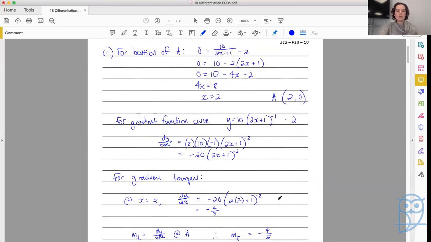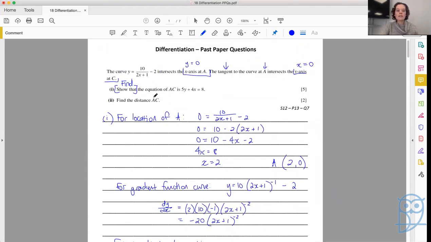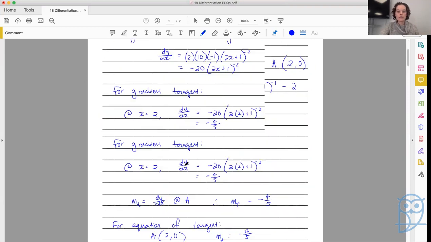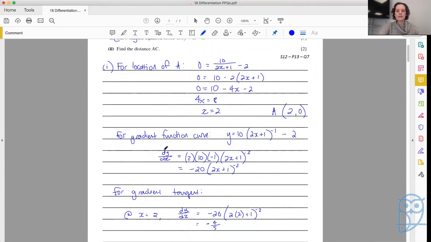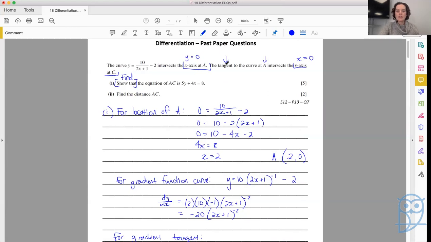Now back up to part 2: find the distance AC. So we've got A is (2, 0). Take a note of that. Where is C? The tangent to the curve at A intersects the y-axis at C.